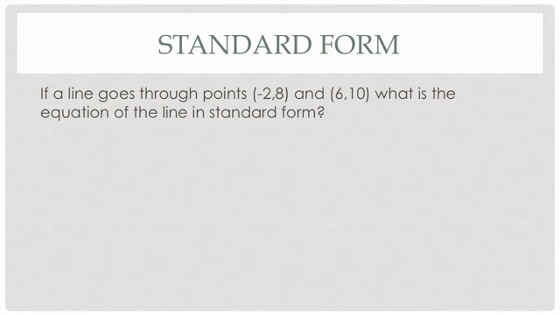Okay, let's take a look at this problem here. If a line goes through points (-2, 8) and (6, 10), what is the equation of the line in standard form? Well, we've got a lot of steps to go through here. The first thing I want to do is find the slope of the line. If I'm writing a linear equation, I always need the slope. So here's my x1 value, there's my y1 value for my first point. Here's the x value for the second point and the y value for the second point.